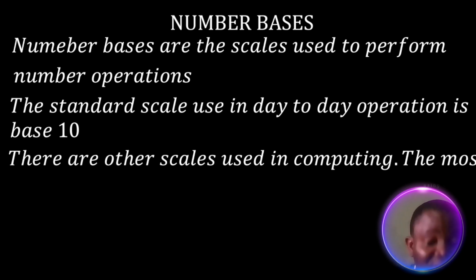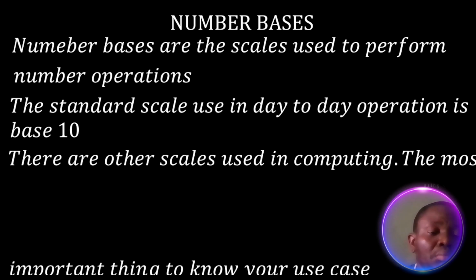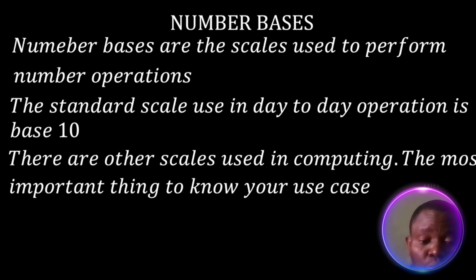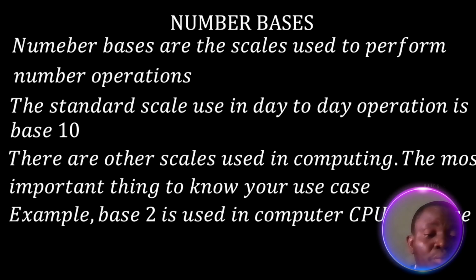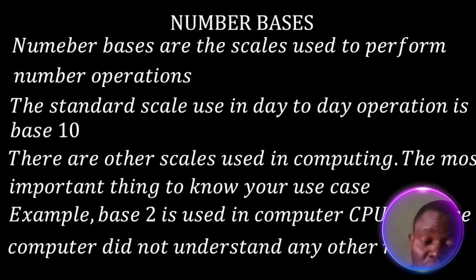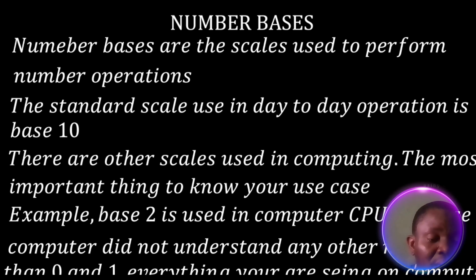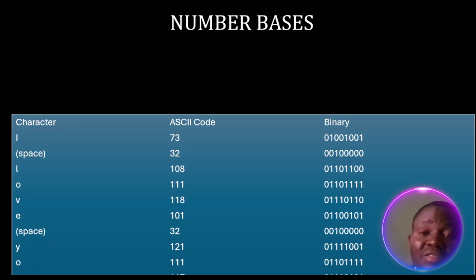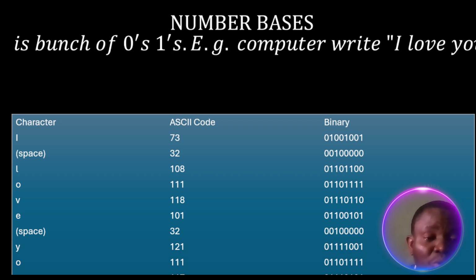There are other scales, as I have told you, used in computing. The most important thing to know is that every base, every scale that we choose, depends on the use case. For example, base 2 is used in the computer CPU, because a computer does not understand any number other than 0 and 1. Everything you are seeing on a computer is a bunch of zeros and ones.